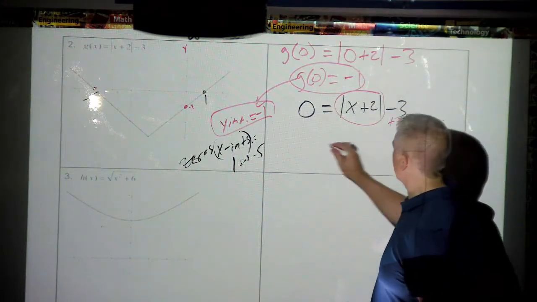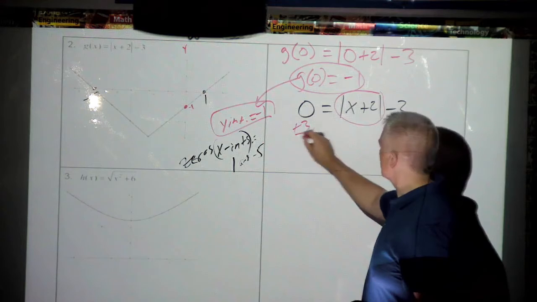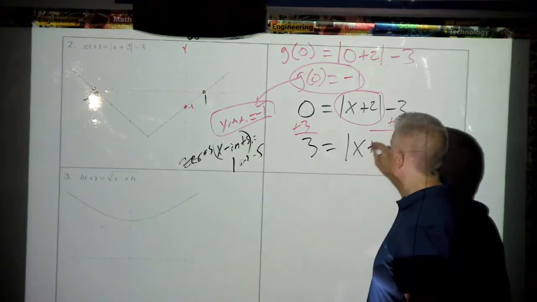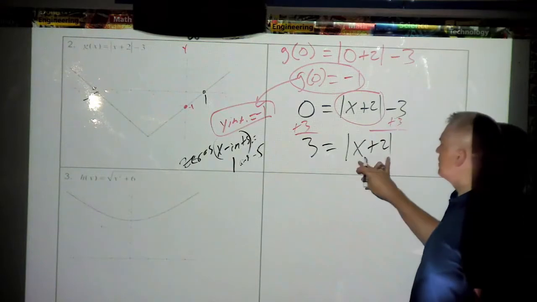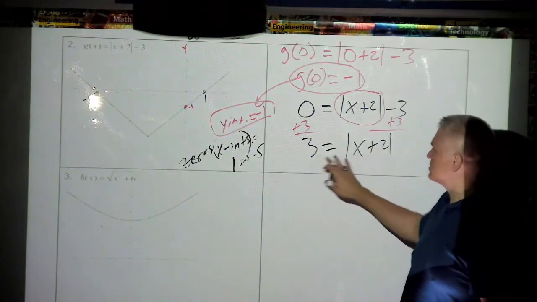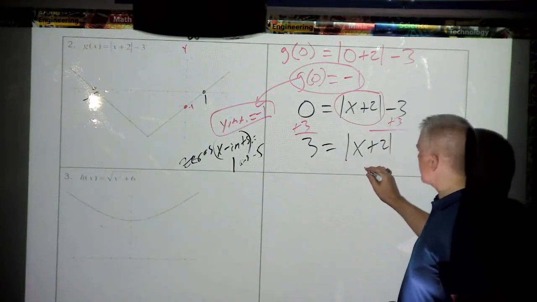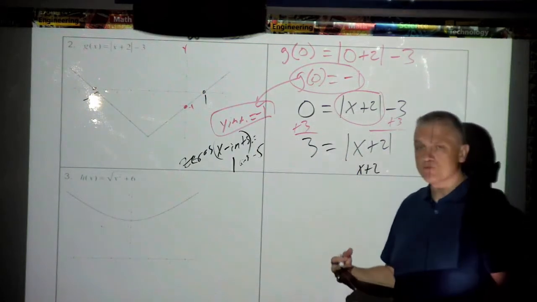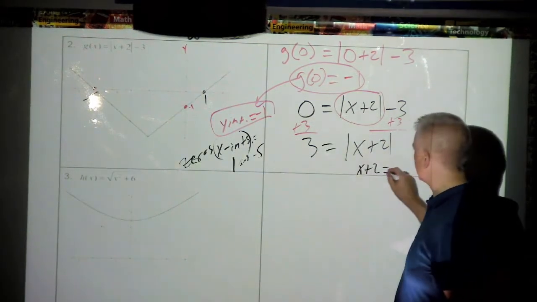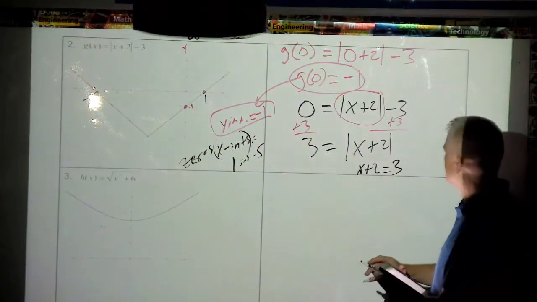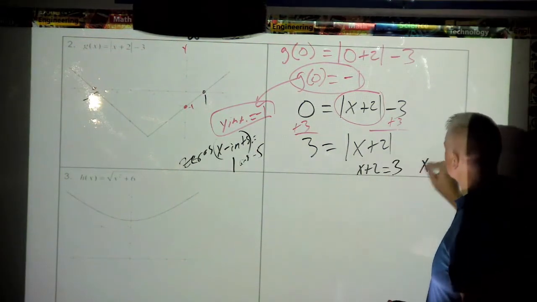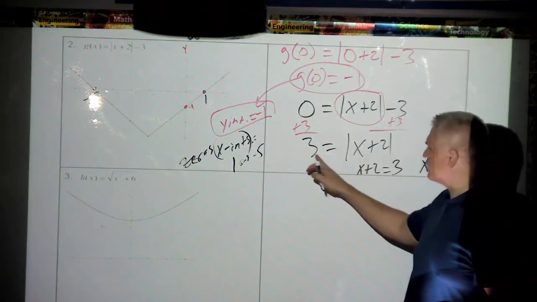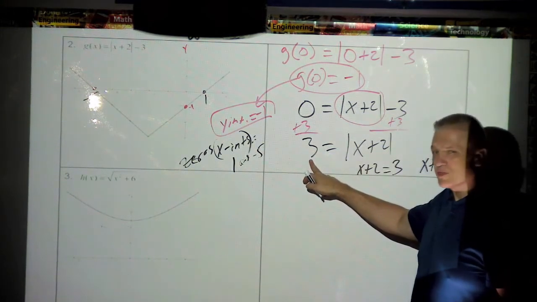So I've got to cancel that minus 3. So I've got 3 equals the absolute value of x plus 2. This is isolated. I can now split this into 2 different equations. So this x plus 2 could equal 3 because the absolute value of 3 would be 3. Or this x plus 2 could be, what else has the absolute value equal to 3?